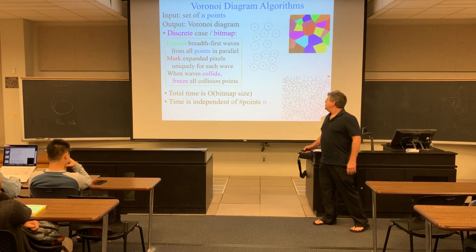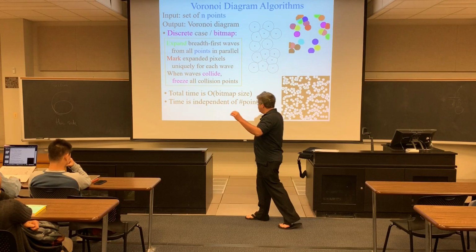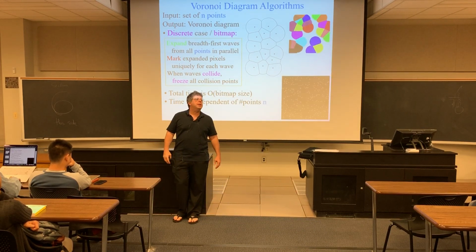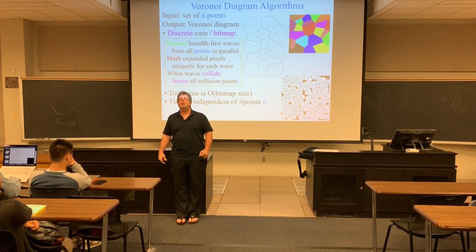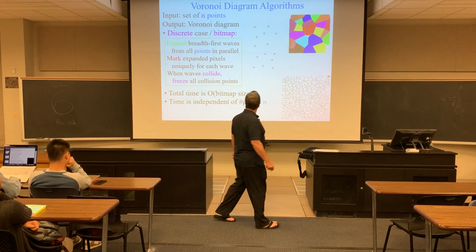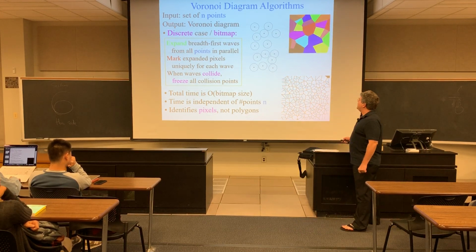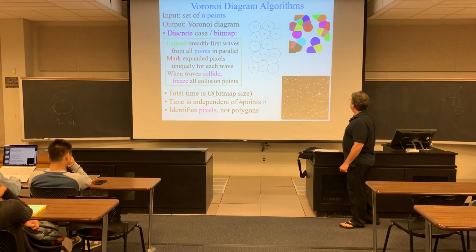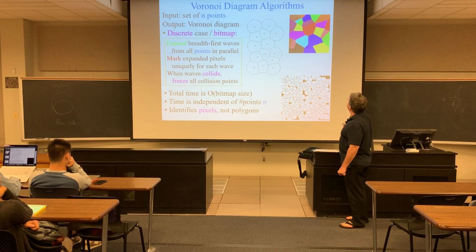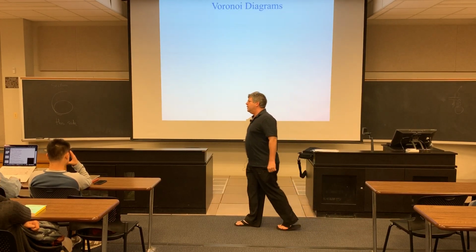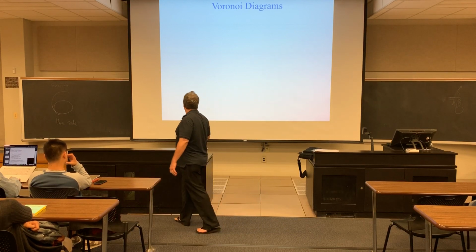So it doesn't matter how many points you have marked originally in the bitmap, the time will still be proportional to the size of the bitmap, independent of the number of points. And the other issue is it identifies the pixels, not actual polygons. So this identifies which pixels are in each region, not the actual polygons. So it's a bit of a special case, this kind of approach.